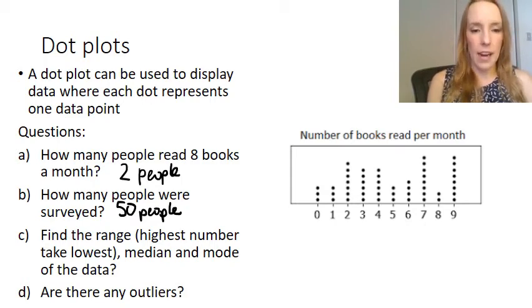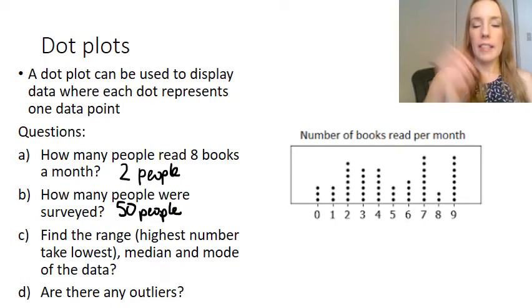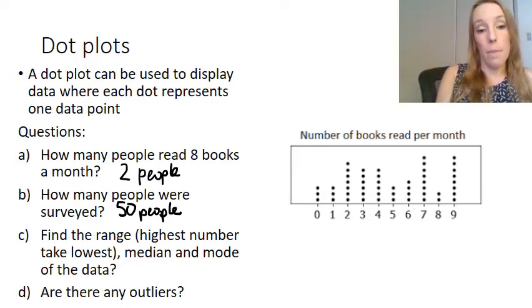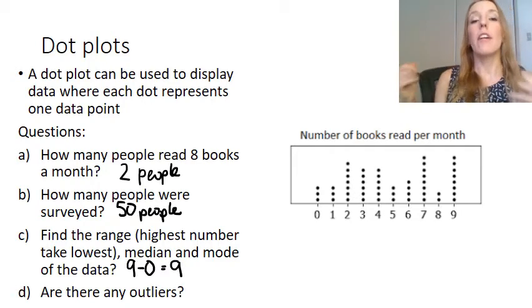So find the range. We take the highest number and subtract the lowest. That will give us the range. Our highest number is 9, so that 9 books were read, and our lowest is 0. So our range, 9 take away 0, is 9. So our range would be 9.